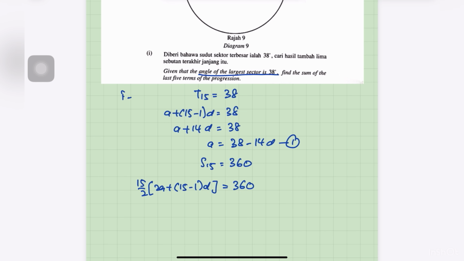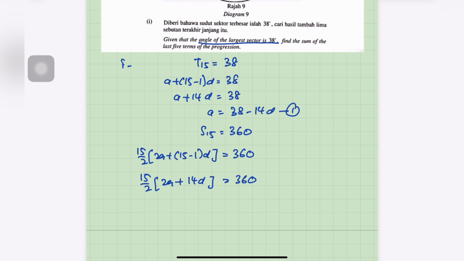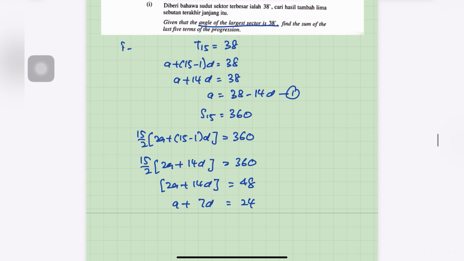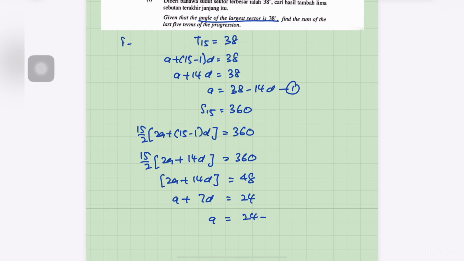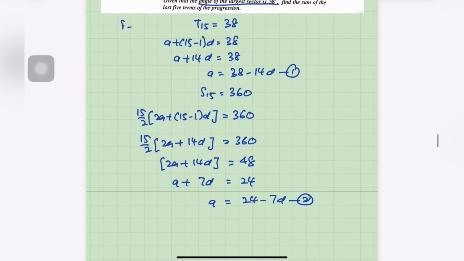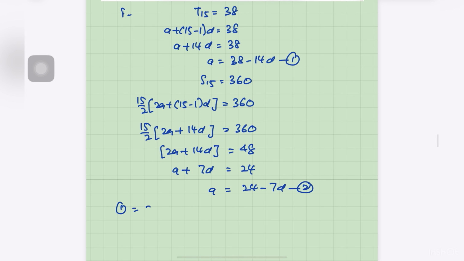So we simplify: 15/2 (2a plus 14d) equals 360. We divide by 15 over 2, and we get 2a plus 14d equals 48. So a plus 7d equals 24. Then a equals 24 minus 7d. So we have the second equation.